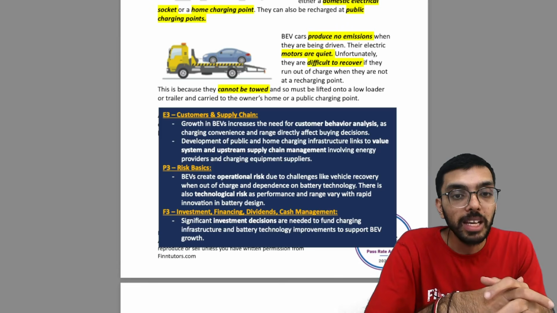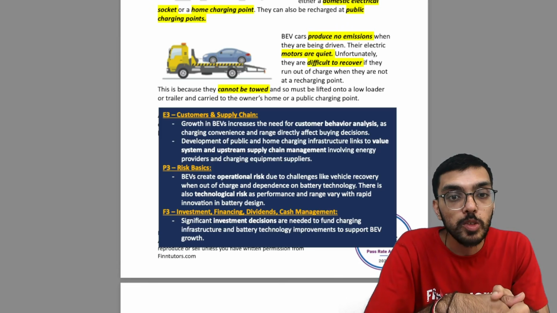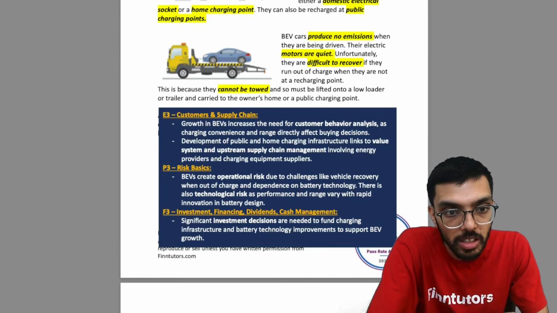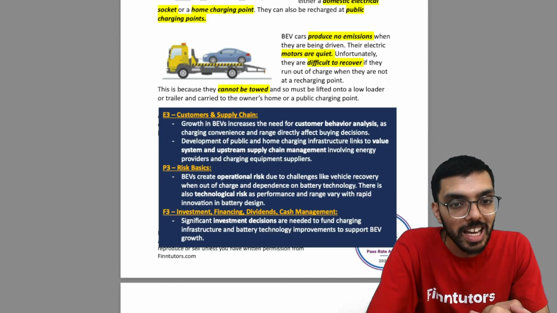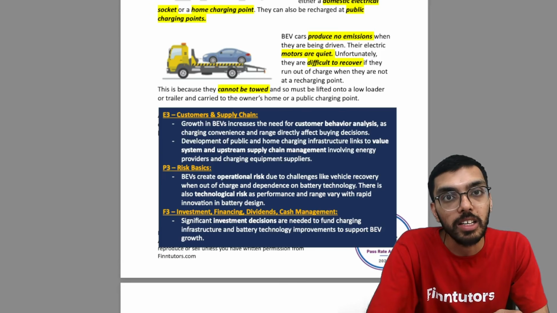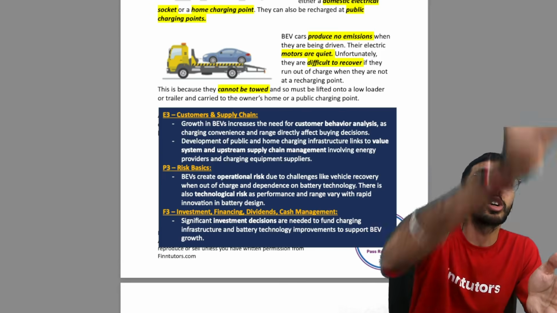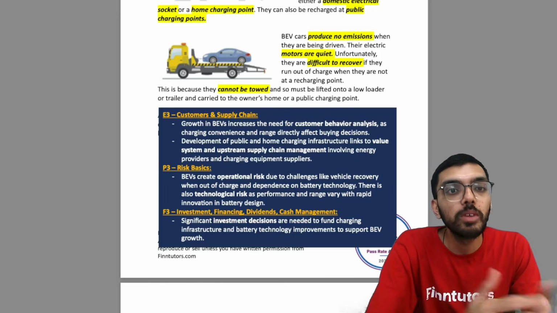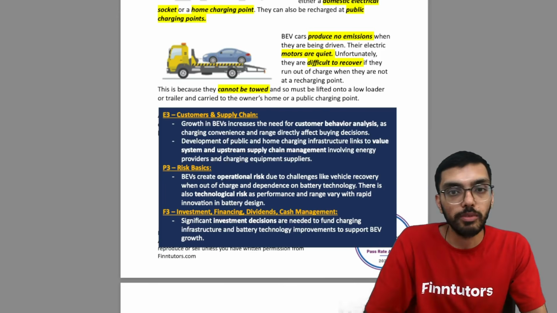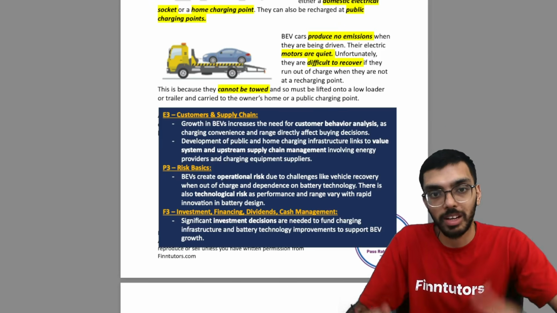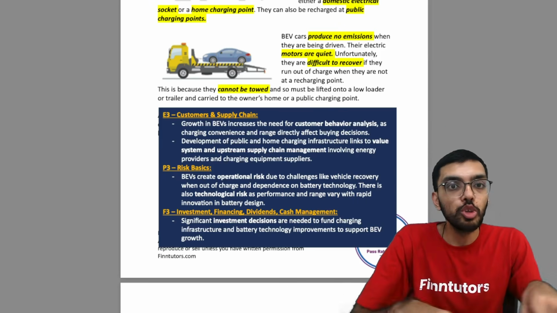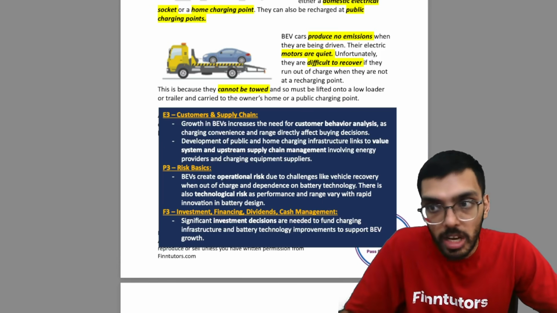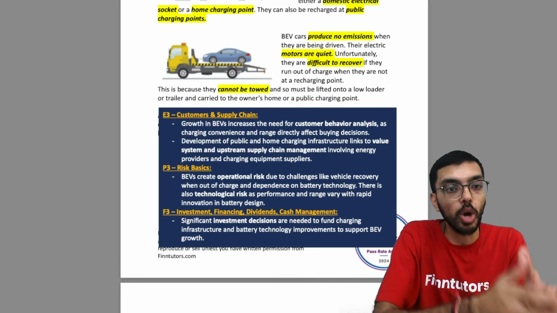Now, development of public and home charging infrastructure links to a value system and upstream supply chain management involving energy providers and charging equipment suppliers. It's going to be very important for you to have a good upstream supply chain, because let's say you give the car, but you don't have good charging infrastructure. You don't have a good charging pod. Let's say you buy a Tesla car. They give you the option to buy the supercharger, right? So just making the car is not enough. You need to make the complementary products as well.